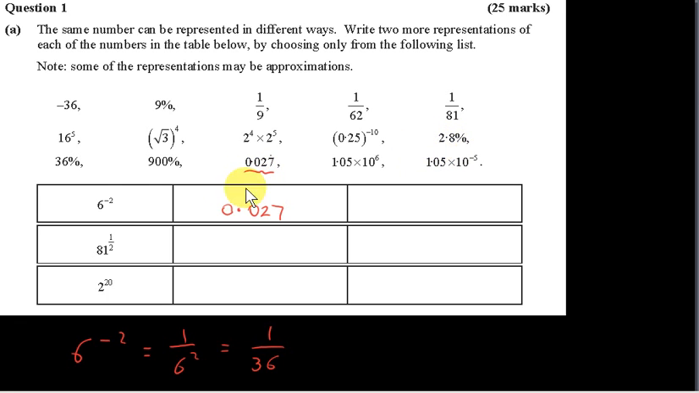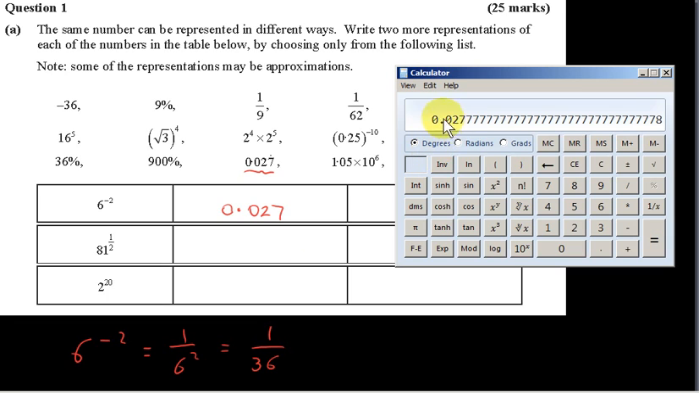The other number that is close to 6 to the power of minus 2 is 2.8%. 2.8% is 2.8 divided by 100. So we just move the decimal point 2 places to the left, so we get 0.028. 0.028 is actually 6 to the power of minus 2 rounded to 3 decimal places.